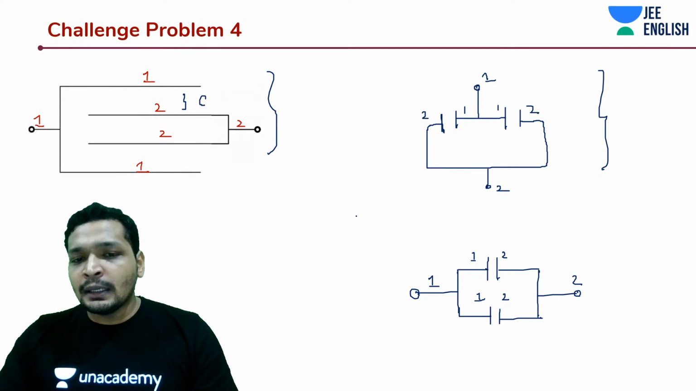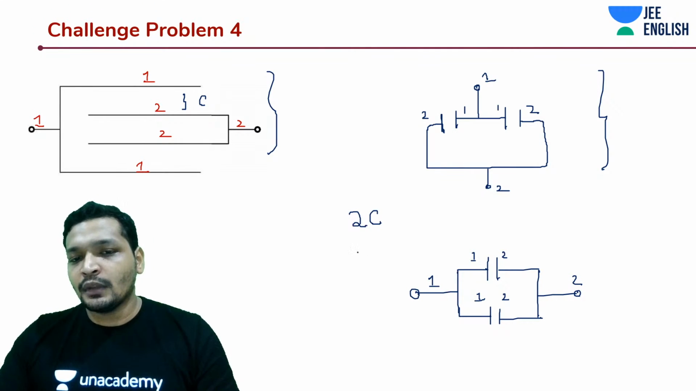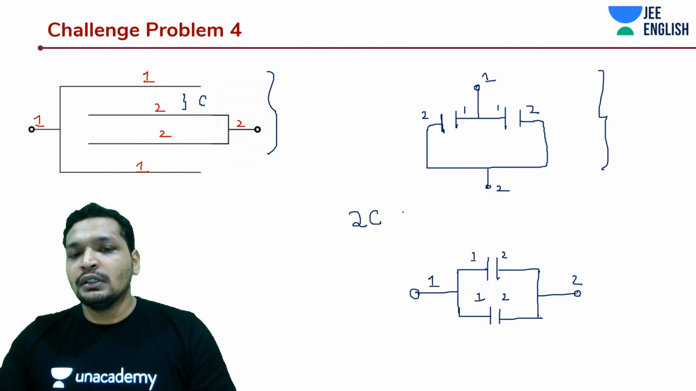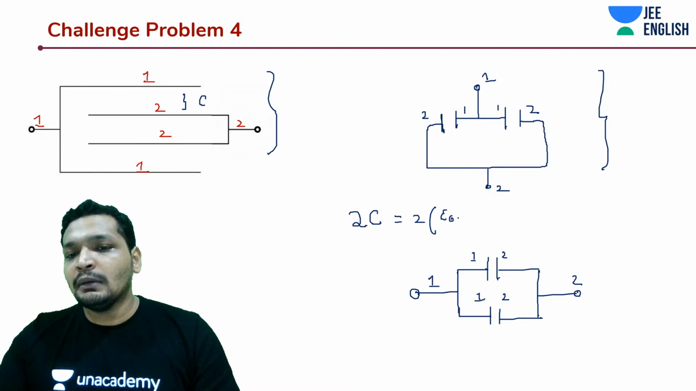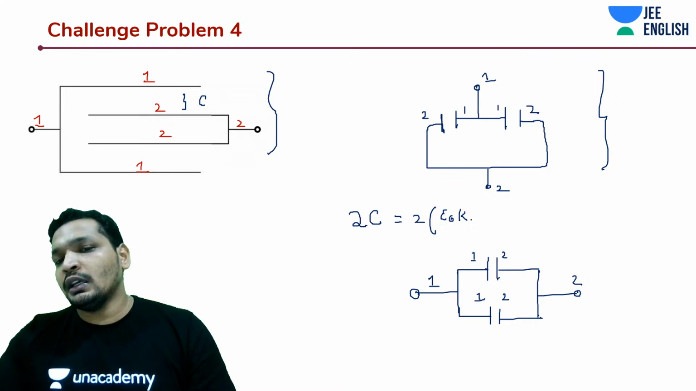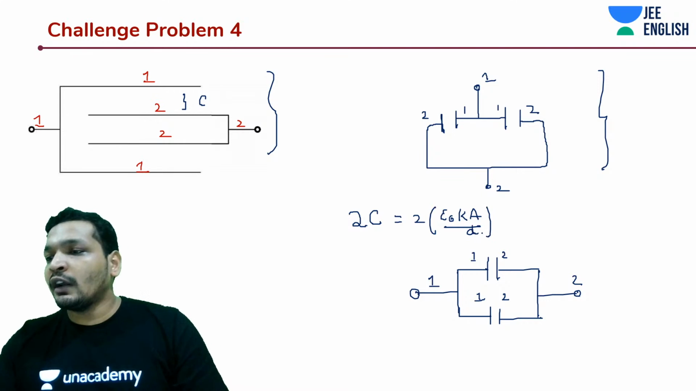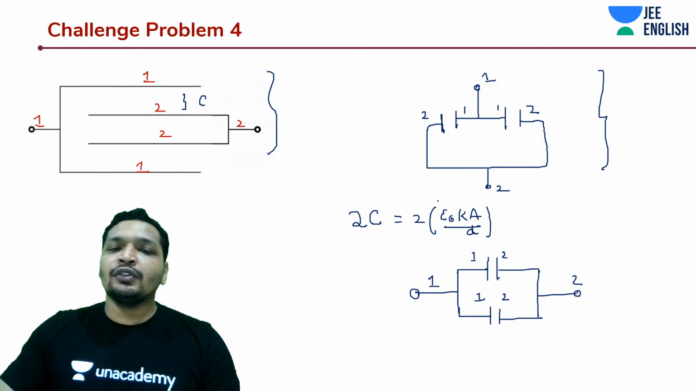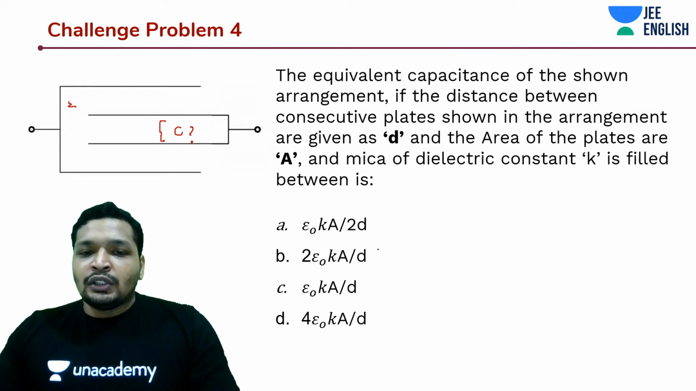So if they are in parallel, what is the effective capacitance? 2C. And what is the value of C? Epsilon naught A by D. But if you have noticed the question, there was a mica in between, of dielectric constant K. So it's going to be epsilon naught K A by D. Whenever you have confusion on these kinds of problems, you are going to draw the circuit diagram like this. So the answer should be B.